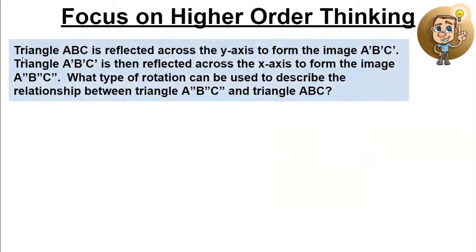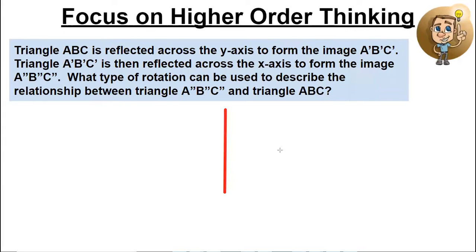Okay. Triangle ABC is reflected across the y-axis to form the image A prime, B prime, C prime. Triangle A prime, B prime, C prime is then reflected across the x-axis to form the image A double prime, B double prime, C double prime. What type of rotation can be used to describe the relationship between A double prime, B double prime, C double prime, and triangle ABC? Well, let's visualize it for just a moment.